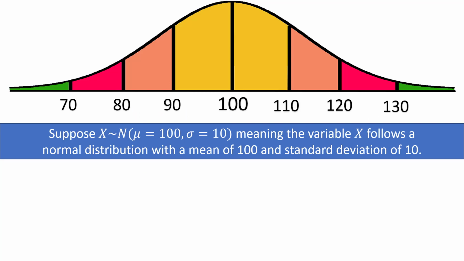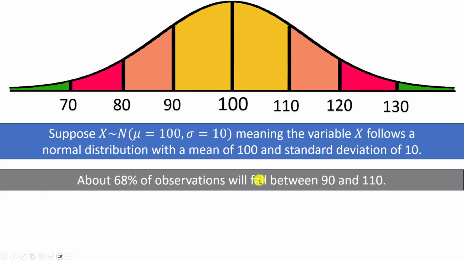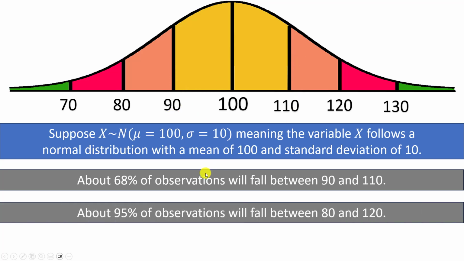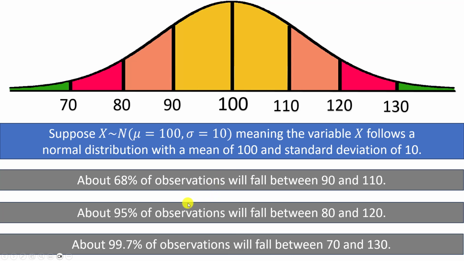Based on the empirical rule, we know that 68% of the observations will fall within 1 standard deviation of the mean. That means that about 68% of observations will fall between 90 and 110. About 95% of the observations will fall within 2 standard deviations of the mean, which is between 80 and 120. And about 99.7% of the observations will fall within 3 standard deviations of the mean, which will be between 70 and 130.